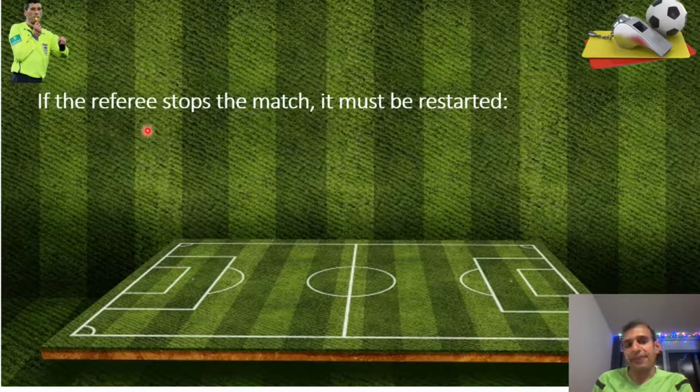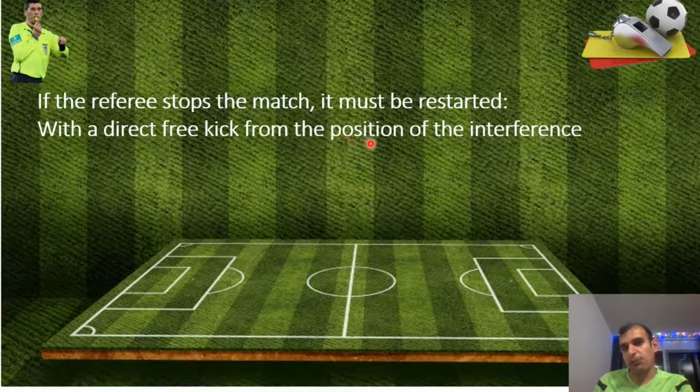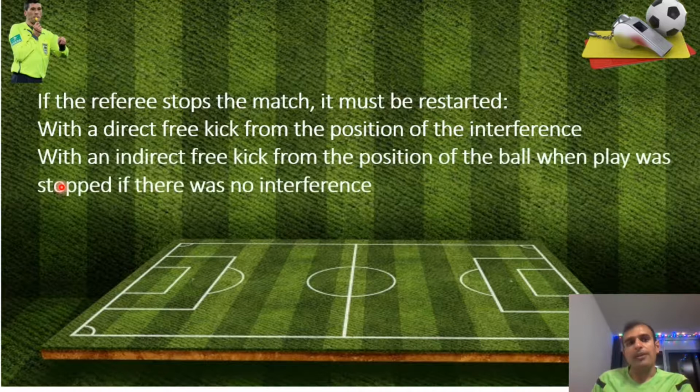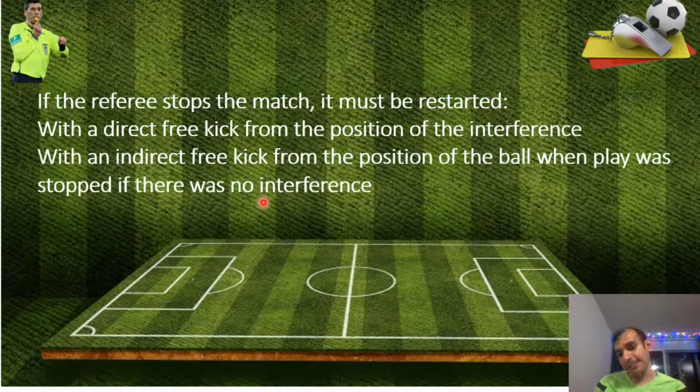And if the referee stops the match, it must be restarted with a direct free kick from the position of the interference, or with an indirect free kick from the position of the ball when the play was stopped if there was no interference. I mean if there is an interference, it will be a direct free kick, but if there is no interference, it will be an indirect free kick. But please note, sometimes players cross the boundary lines as a part of the match. It's not a problem. I mean, they don't need to get permission when they want to be back again on the football field. And also there is no caution for the player.